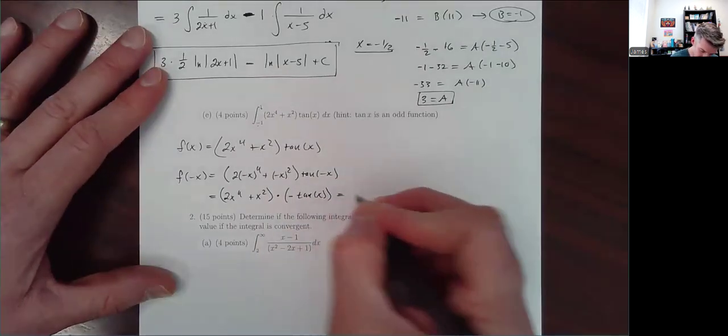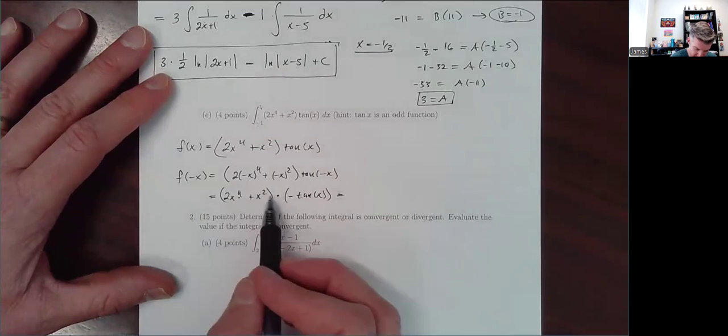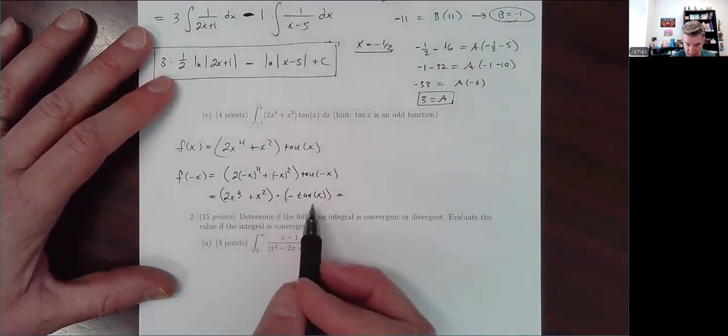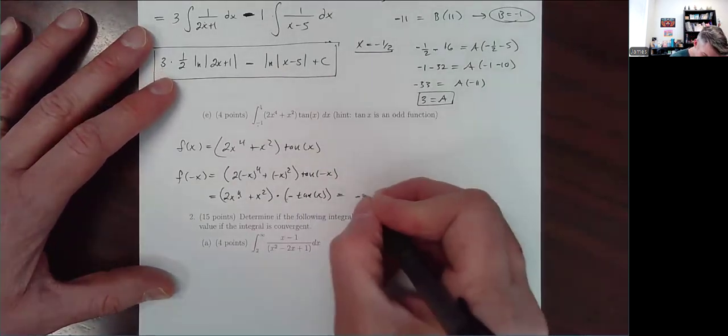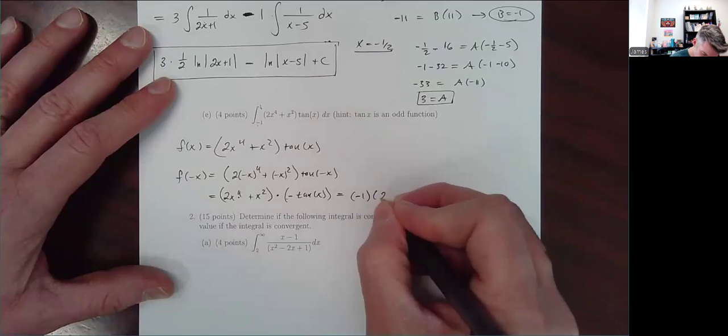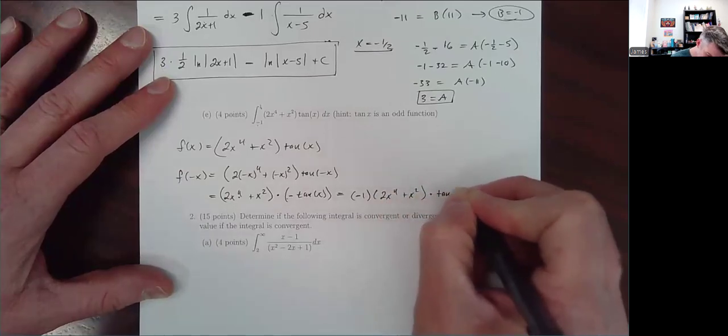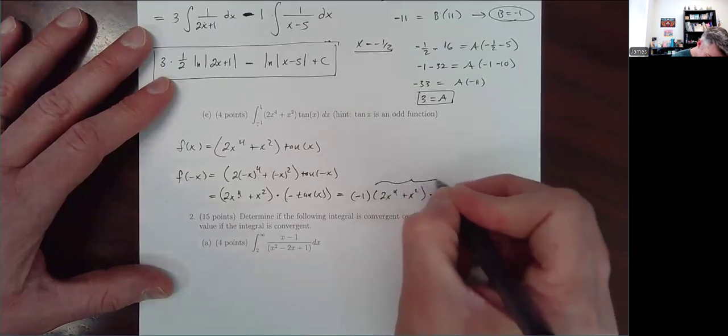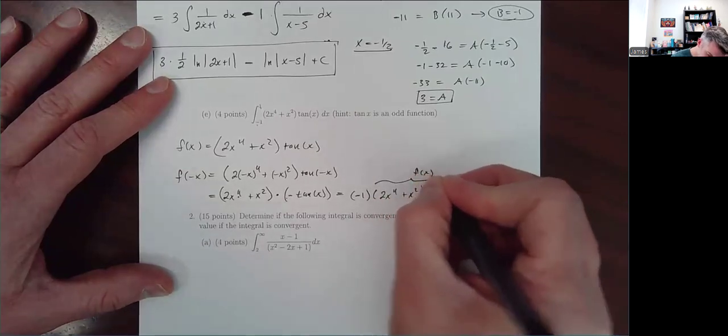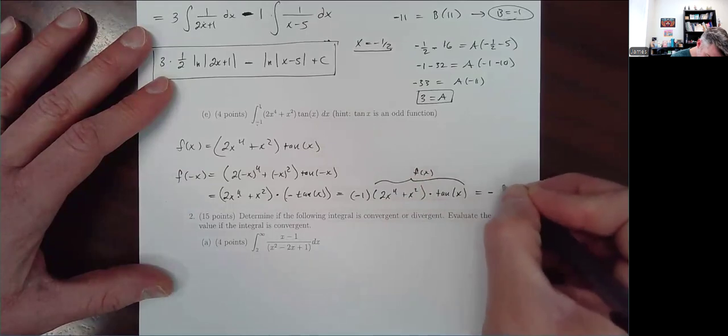Which is equal to, if you bring the, so you have this times negative 1 times tangent. We can think of it as negative 1 times 2x to the 4th plus x squared times tangent of x. But that right there is our f of x. So it's equal to negative f of x.